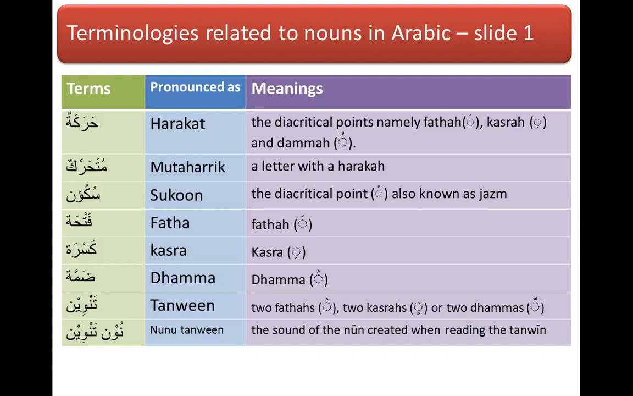Fatha. Fatha is a haraka used to give it a sound of alif. In order to eliminate the usage of alif as a vowel, fatha has been introduced. Similar is the case with kasra and dhamma. To eliminate the usage of ya as vowel, kasra has been introduced, and to eliminate the usage of waw as a vowel, dhamma has been introduced.